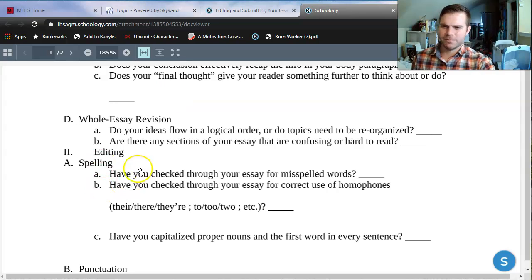And then lastly, are there any sections of your essay that are confusing or hard to read? Sometimes essays are just confusing because they don't follow in a logical order, or they've got information that maybe isn't necessary or not supportive of the thesis. So it's a good idea to read through your entire essay, or have someone proofread for you and say, hey, this section doesn't make sense. Or maybe everything does make sense.